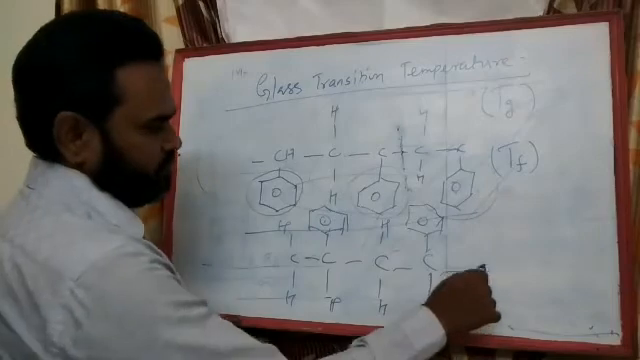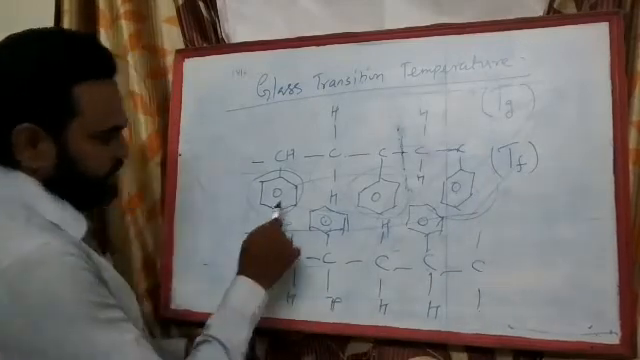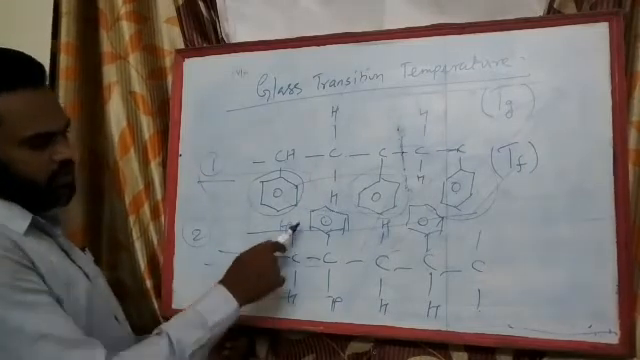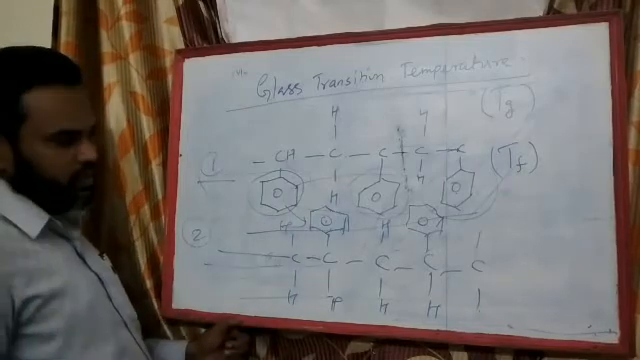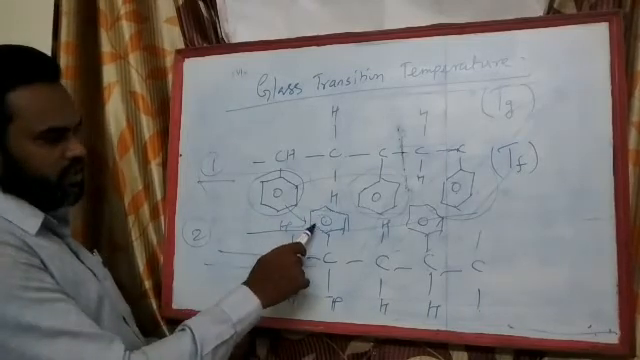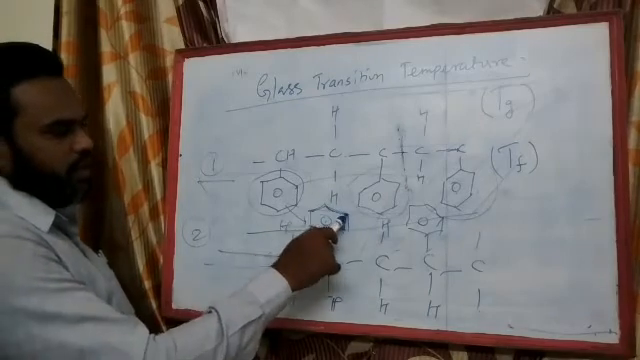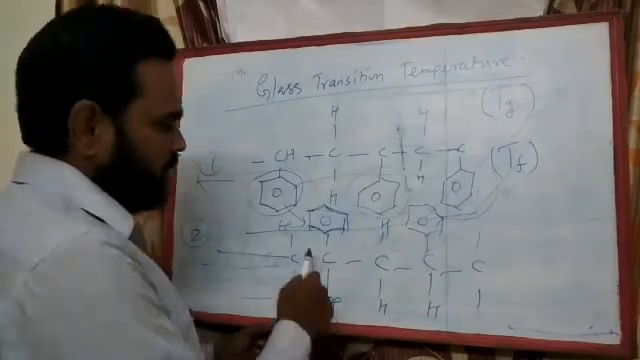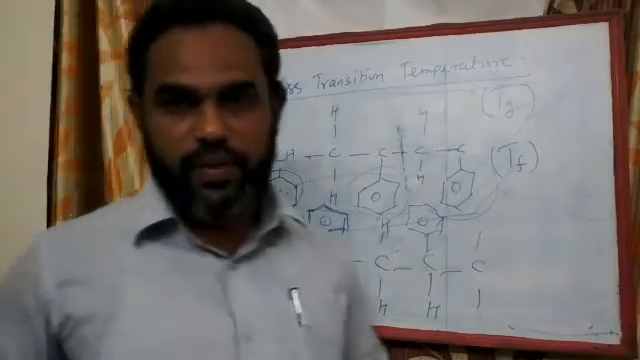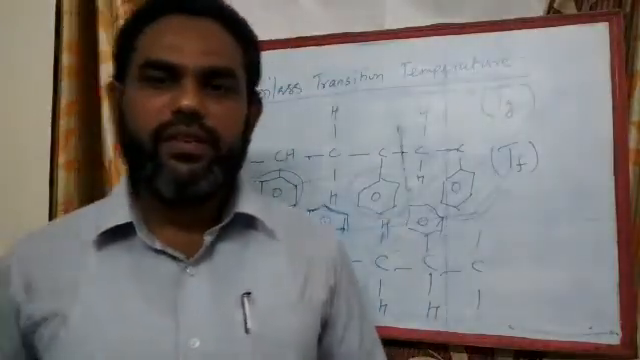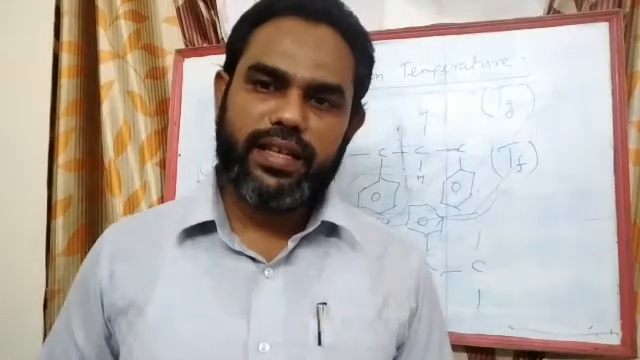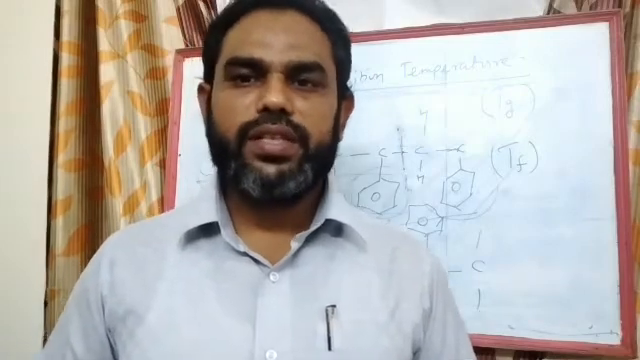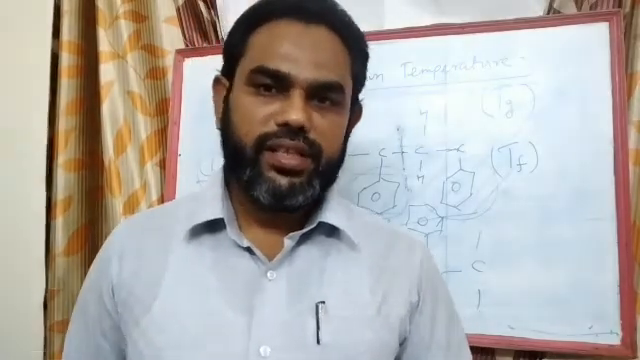you have a neighboring chain like this. These two are the chains, the first chain and the second chain. So the movement of chain is restricted. This phenyl or bulkier group will not allow the first chain to move very randomly or very fast. Therefore, the presence of bulkier groups in the side chains of the polymer is another important factor which decides the glass transition temperature. So polymers with bulkier groups naturally possess a greater glass transition temperature.